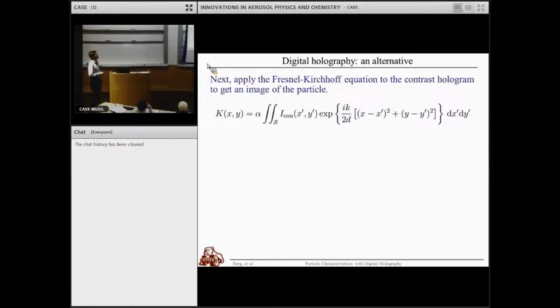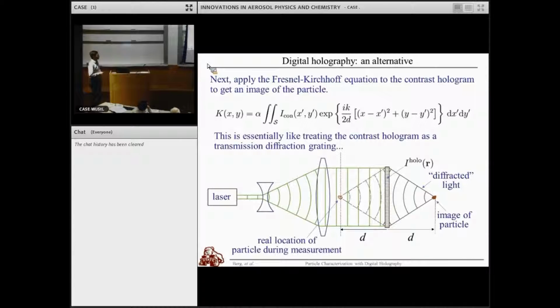Well, we can apply the Fresnel-Kirchhoff diffraction equation or integral to this contrast hologram, and the result will be an image of the particle. And if you want to think about this in a physical sense, it's basically, if we think of, instead of having a CCD camera, we had a photographic plate, and we recorded the interference pattern produced by the particle on that plate, developed the plate. It basically turns into a transmission diffraction grating. Stick that back in the original beam and let the light go through it with no particle present, and the light will diffract down to form an image of the particle at this distance d, which represents the original particle-film plate separation distance. Okay? So it's like diffraction imaging, except we can do it in computer land with the Fresnel-Kirchhoff diffraction integral.